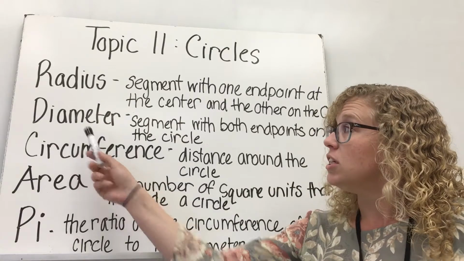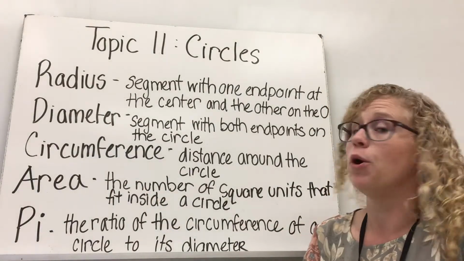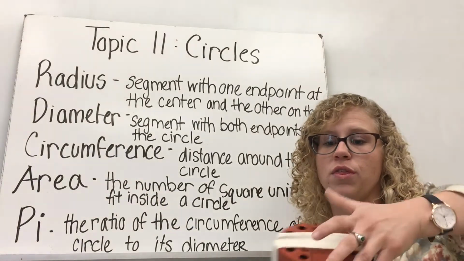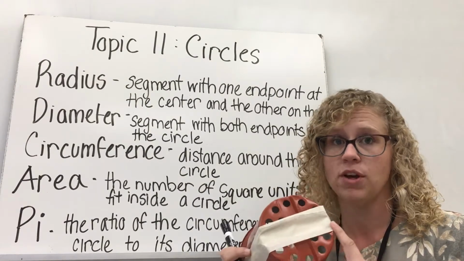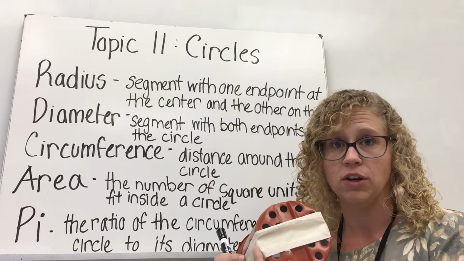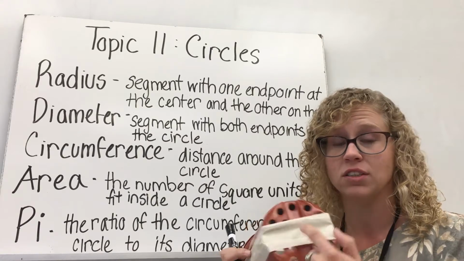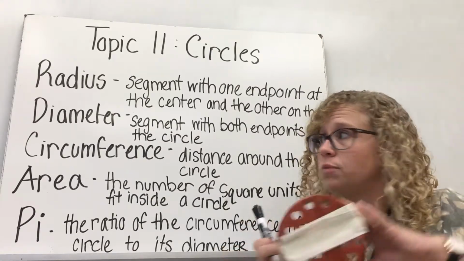The next definition is a diameter. It's a segment that has both endpoints on the circle. So this would be what a diameter would look like, from one endpoint of the circle to the next endpoint of the circle. Fully across, crosses the center of the circle.